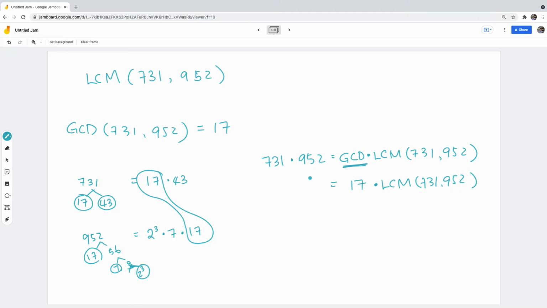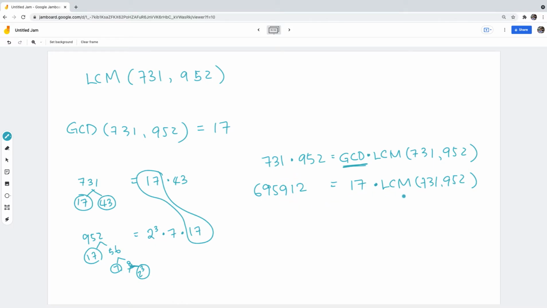Okay, but we know how we can find the product easily. 731 times 952 is equal to 695,912. You barely make mistakes doing this, right? Because you can just punch the calculator. So 695,912.